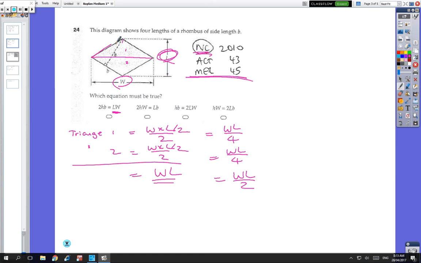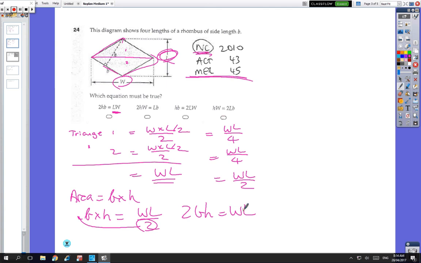Now, the rhombus has an area of base times height. So we've got base times height is the same as the width length on 2, and there's no formula that looks like that, but if I take that across to there, I've got 2 base heights equal width length, 2 base heights equal length width. So it's that answer there.